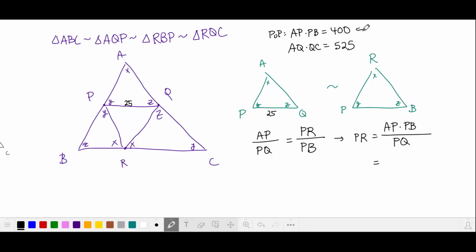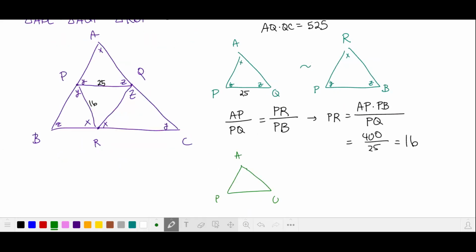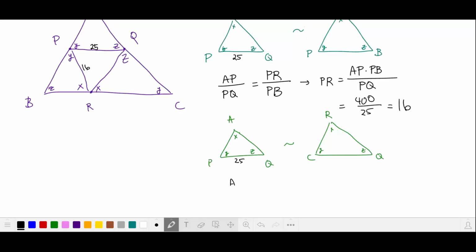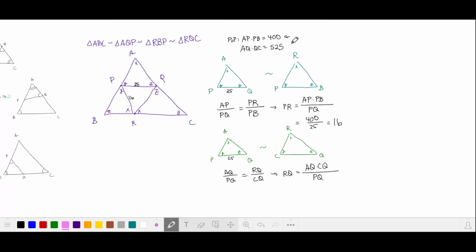From power of a point, we have 400 in the numerator and 25 for PQ. This gives us 16 over here. We'll do the same thing to get this third side length QR. Triangle APQ is similar to triangle RCQ. This time the two sides will be AQ and PQ, and the corresponding sides will be RQ and CQ. And we'll solve for RQ. AQ and CQ multiply to 525, so this distance is 21 over here.